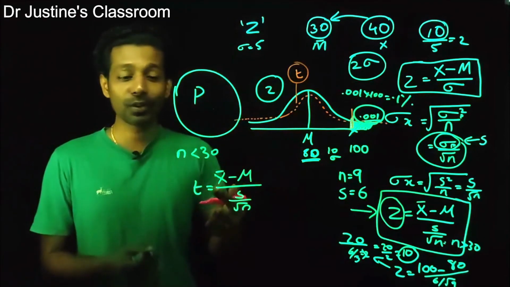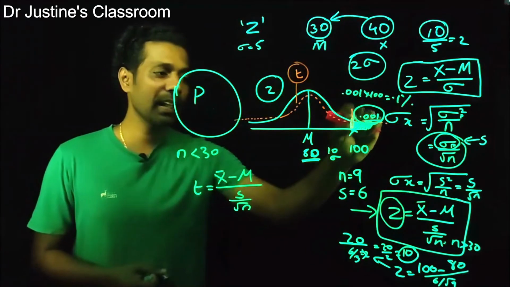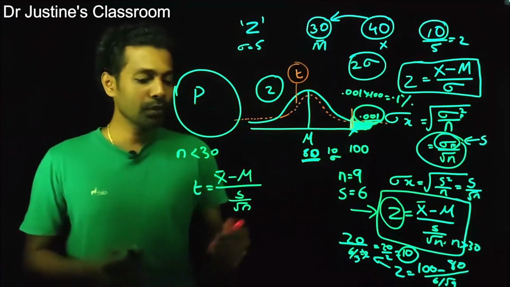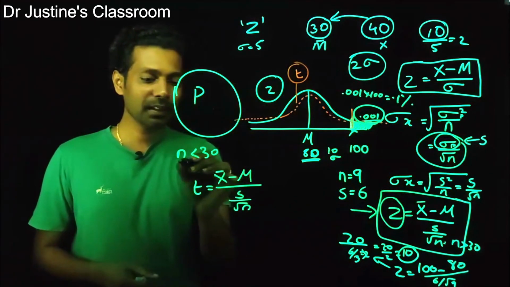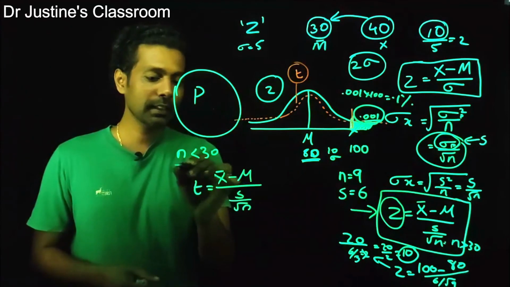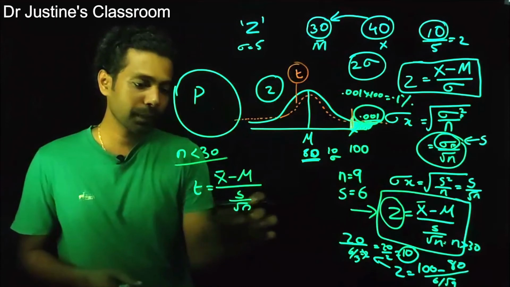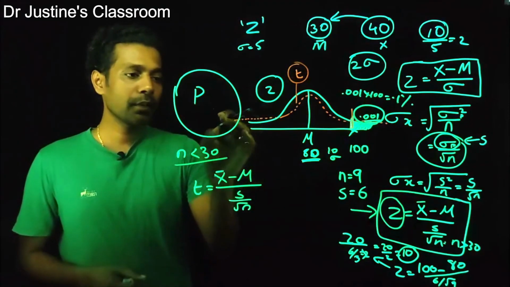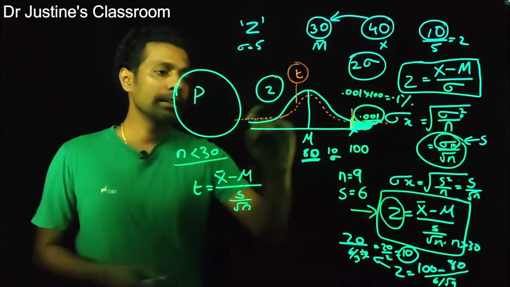T score and Z score would be the same, but the significance level would be different. That means the area under the curve will be different. So this is a T test, and that means when the sample size is lesser than 30, the statistic that you get from this particular equation will follow a T distribution. If it is more than 30, it will follow a Z distribution.